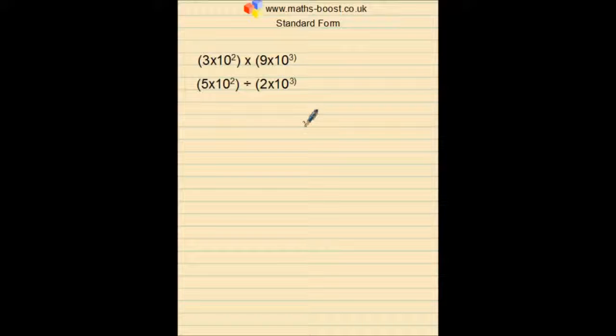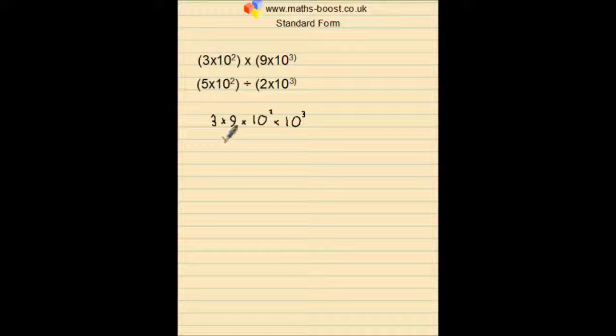Think of standard form in the way that you think of fractions. Multiplying and dividing fractions is actually easier than adding and subtracting fractions, and so is the case here. Think of it this way. It's multiplication, and in multiplication you can change the order. 5 times 4 times 1 is the same as 1 times 4 times 5. The order doesn't matter. So I'm going to group the numbers together and group the powers of 10 together.